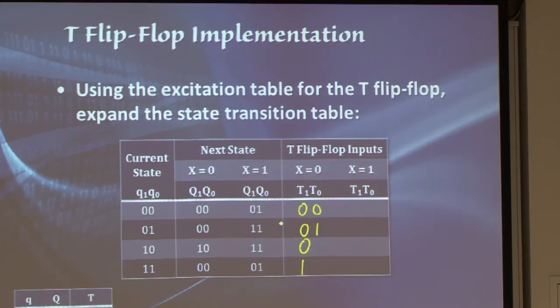1 to 0, inverting. 0 to 0, staying. 1 to 0, inverting. Then, in the case when x is 1, 0 to 0, staying. 0 to 1, inverting. 1 to 1, staying. 1 to 0, inverting. 0 to 1, inverting. 1 to 1, staying. 0 to 1, inverting. 1 to 1, staying.